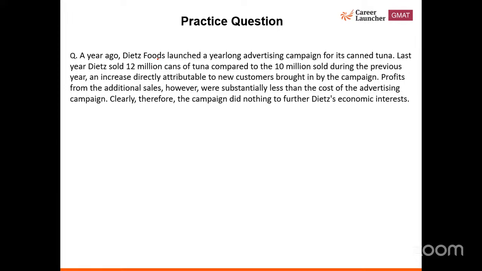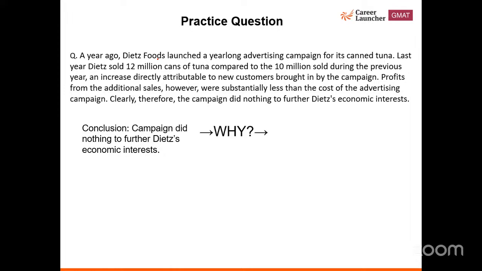All right, so clearly, the conclusion is that the campaign did nothing to further the economic interest. And the moment we ask ourselves why, the response is very clear that on one hand, yes, the sales did go up, but since the profit is less than the cost of the campaign, we are saying that the campaign did nothing.